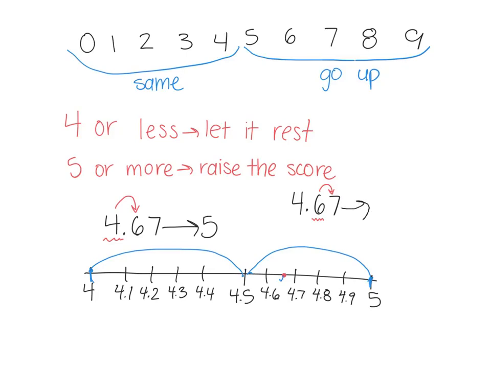Everything else before actually stays the same. I keep the 4 the same, the decimal point the same, but I round the 6 up to 7, and then everything else after is going to become a 0. So it's 4 and 70/100ths, which I can see down here on my number line. This dot is closer to the 4 and 70/100ths than it is to the 4 and 60/100ths. So that makes sense, why it rounds to 4 and 70/100ths.